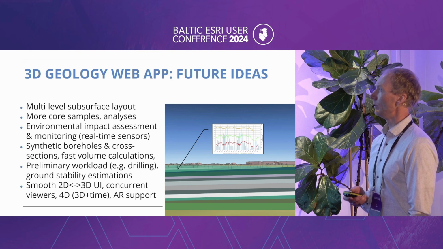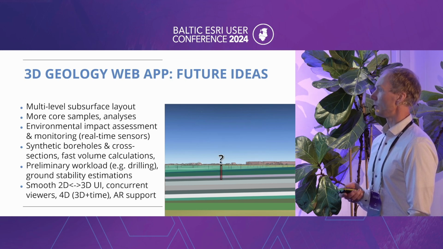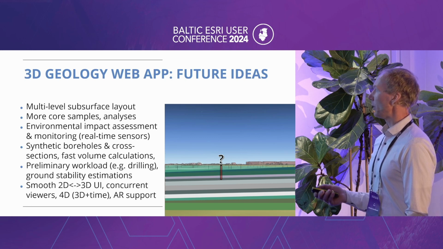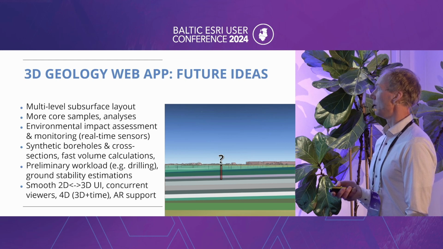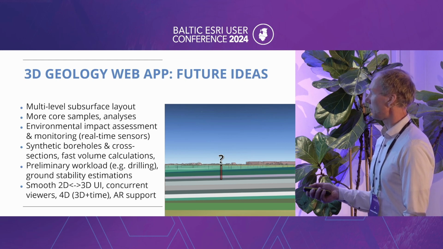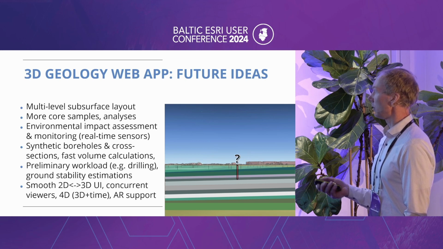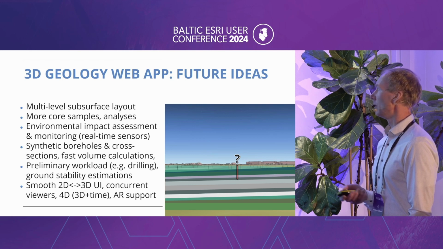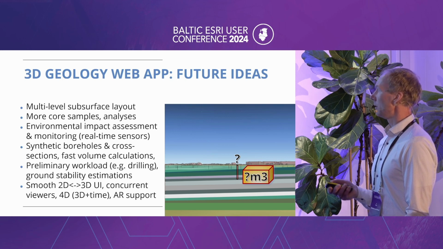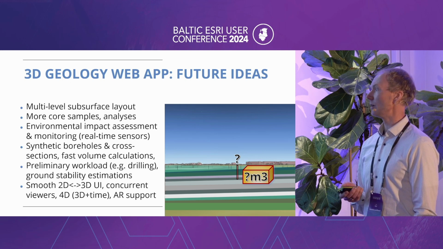And then we can move to synthetic boreholes and cross-sections. If we plan a new borehole or bore well, perhaps this is a good location. Or if we know this exact layering, we can perhaps see that this location is even better because of better groundwater yield or other properties. And we have a 3D model. We can make some volume calculations, for example, for mineral resources.